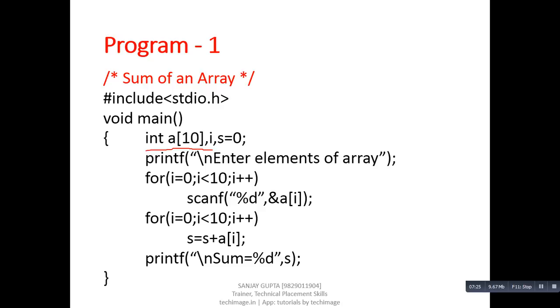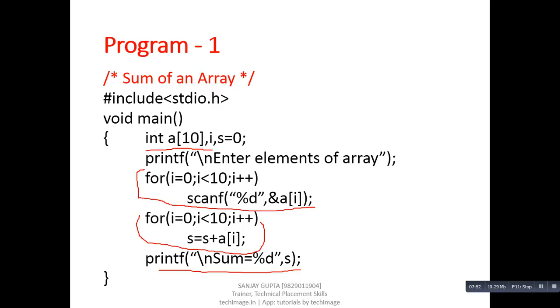Using this for loop, a total of 10 elements will be read from the user, and with this for loop we are going to add all these numbers inside the variable s. After completion of the second loop, this printf statement will print the result of s, which is the sum of these 10 numbers. So what is the benefit of array here?